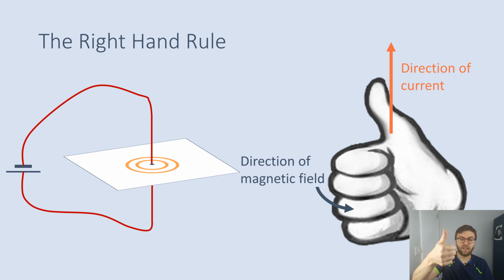And when you look at your fingers, which are going this way, they represent the direction of the magnetic field. So in this example, you can see that my fingers are curling around, and so therefore you can see that that's how it looks on the diagram. This is called the right hand rule. Really important that you use your right hand, not your left hand, because that won't work.